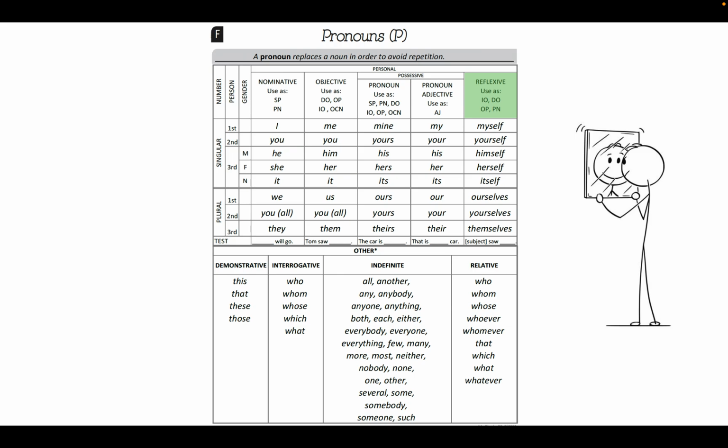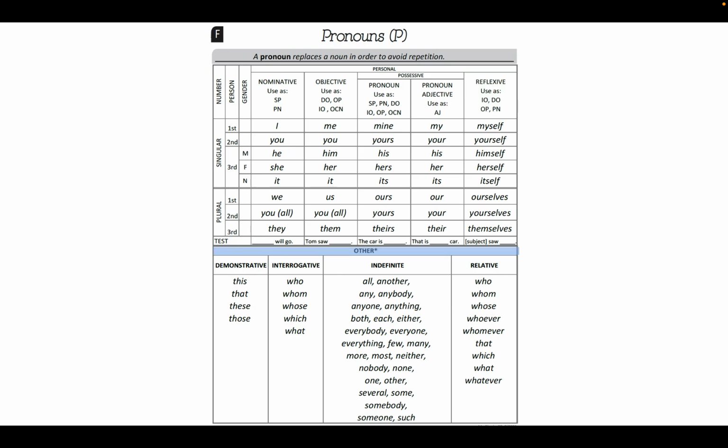So they all end in self or selves, and you can use the test: saw, or name a subject, saw blank. So Mary saw herself, or Tom saw himself. It's like you're looking at a mirror and you're reflecting the pronoun back onto the subject.